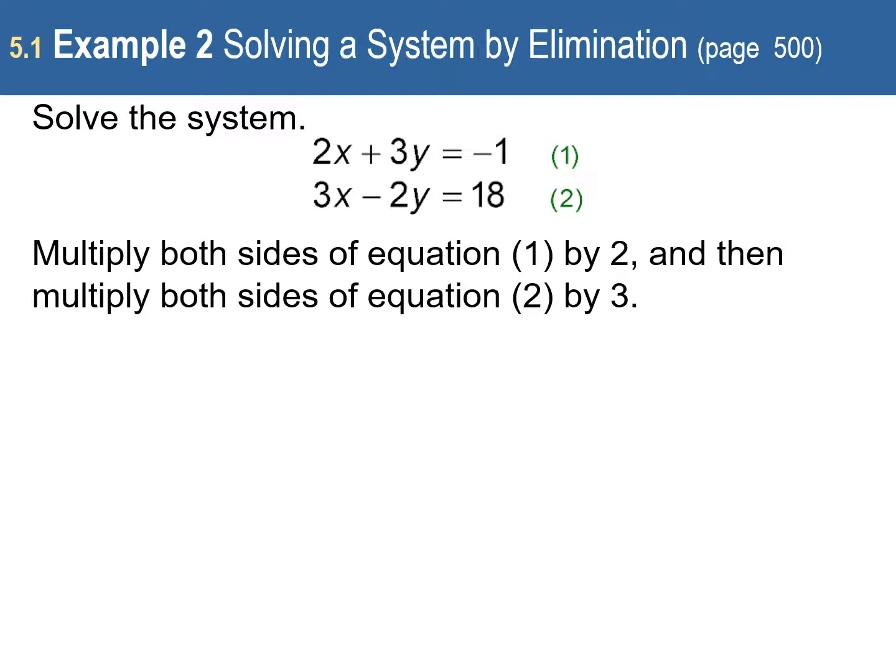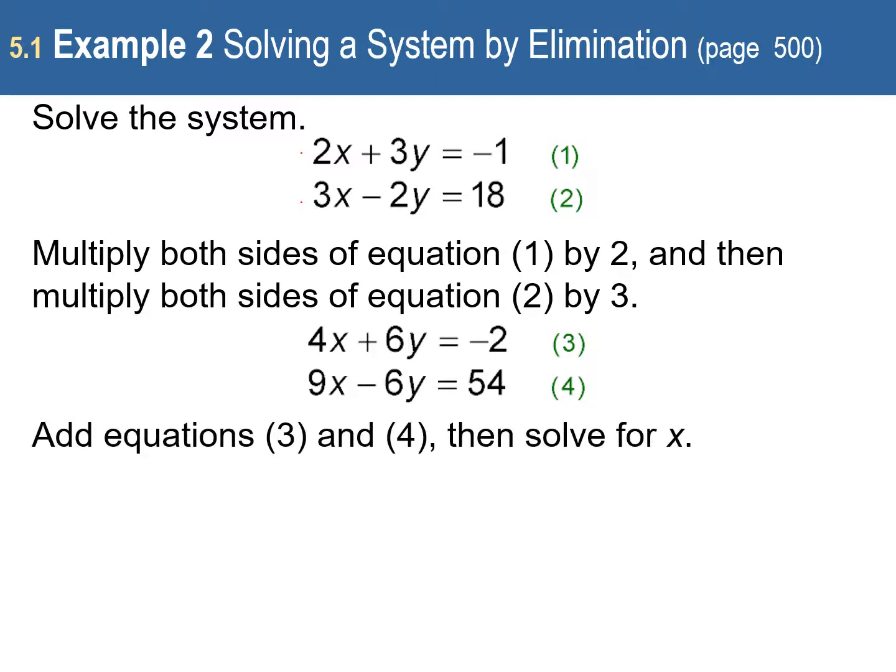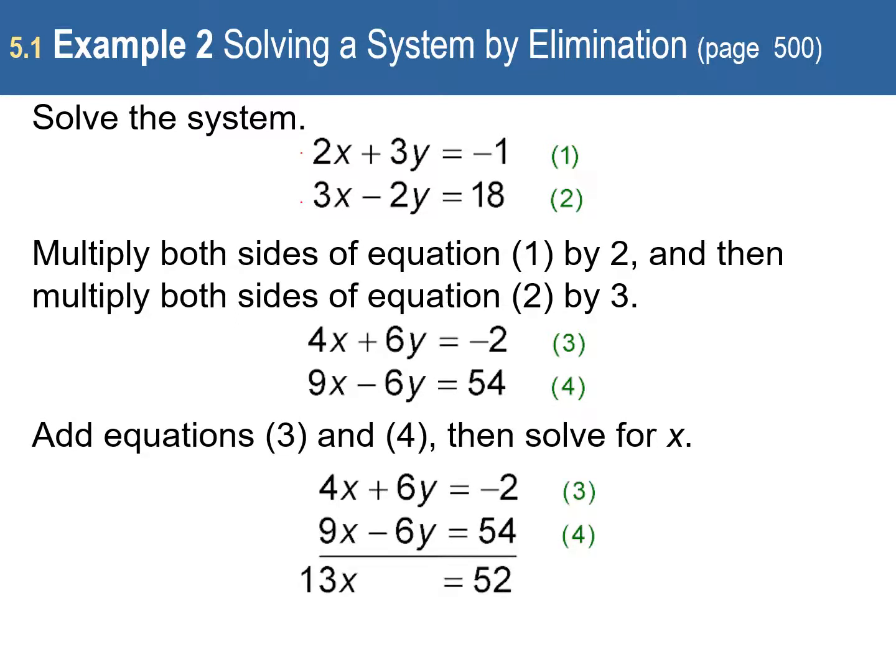Now, I want to multiply equation 1 by 2 and equation 2 by 3. When I do that, I get the equations 4x plus 6y is equal to -2, and 9x minus 6y is 54. So these are equations 3 and 4. Now you see what happens when I add equations 3 and 4. I've got a 6y in 3 and a -6y in 4, so these are additive inverses. When I add the two equations, I get 13x is 52, or x is equal to 4.